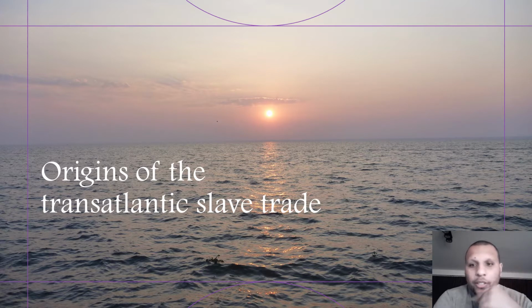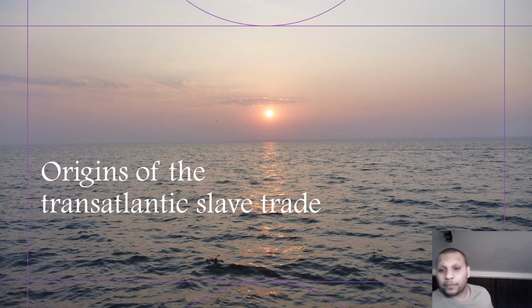The goal of this presentation is to clarify certain details concerning the origins of the transatlantic slave trade. So, very often, when this topic is debated online, people often talk about the 1600s, particularly when we're talking about the Anglo-Saxon sphere of influence. People tend to believe that the transatlantic slave trade began in the 1600s, but that is not accurate.